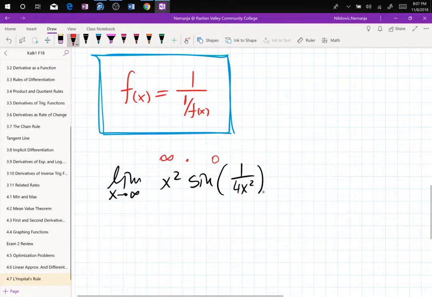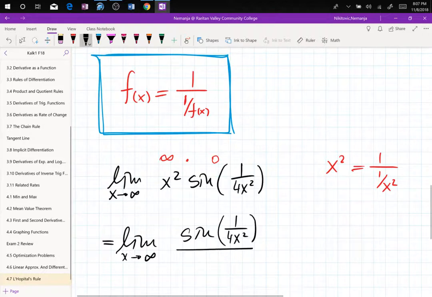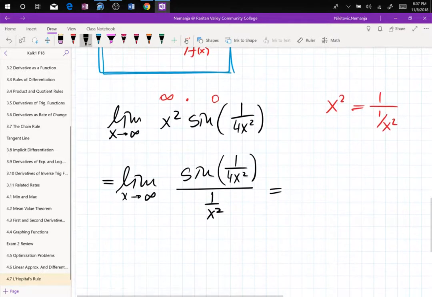So what I'm going to do now is I'm going to take this x squared and using the formula 1 over 1 over f, write x squared as 1 over 1 over x squared. So I'm not doing L'Hopital's rule here. I'm doing basic algebra manipulation. So this becomes sine of 1 over 4x squared divided by 1 over x squared. This is algebraic manipulation.